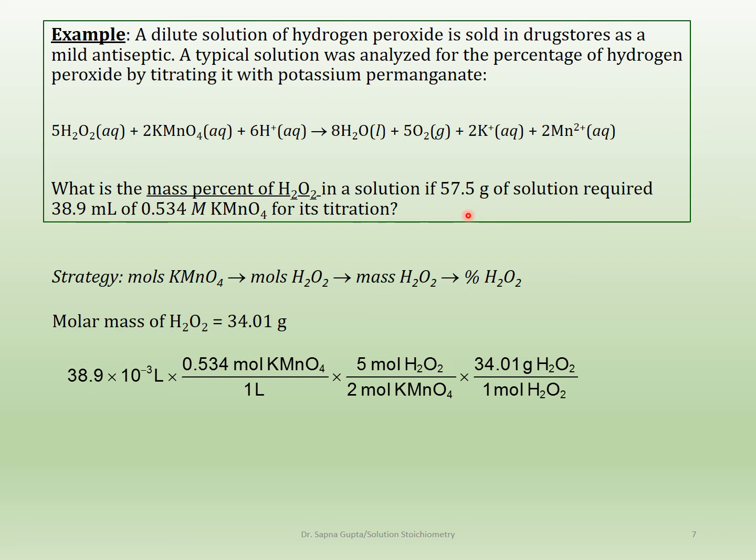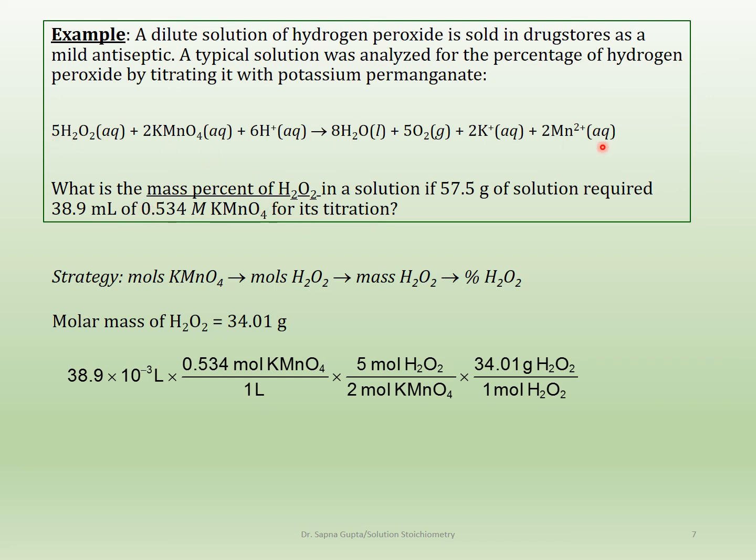This is another classic stoichiometric problem. In the previous one, we were dealing with grams to begin with. We had grams of zinc sulfide that we started with. Now we actually are starting with a solution over here. So if you're starting with a solution, then you have to find moles from this solution.